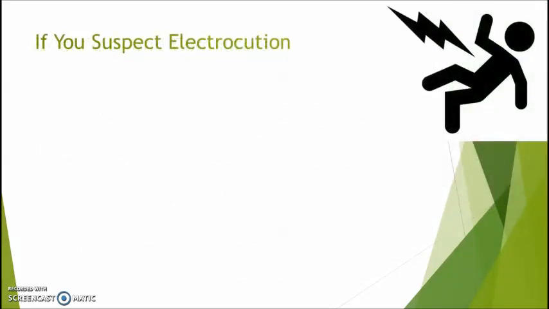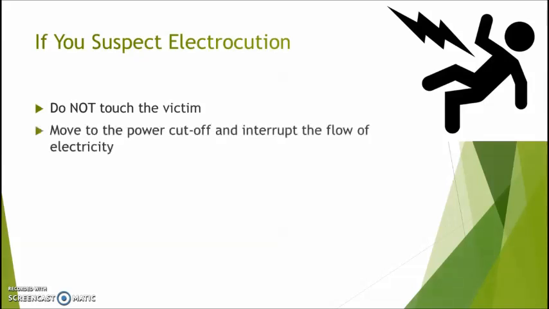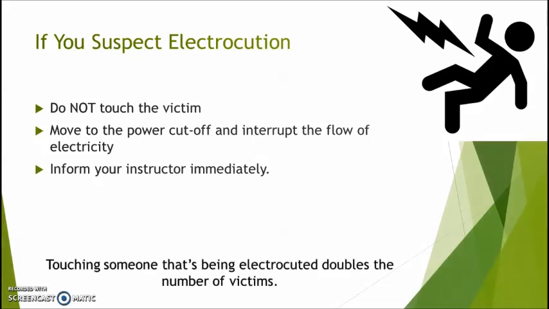Now, if you suspect that one of your classmates, or for that matter your instructor, is being electrocuted, first and foremost don't touch the victim. What you want to do is move to the power cutoff and interrupt the flow of electricity before you help them. And of course, if this occurs, you want to inform your instructor immediately. But touching someone that's in the process of being electrocuted accomplishes nothing. All it does is double the number of victims.